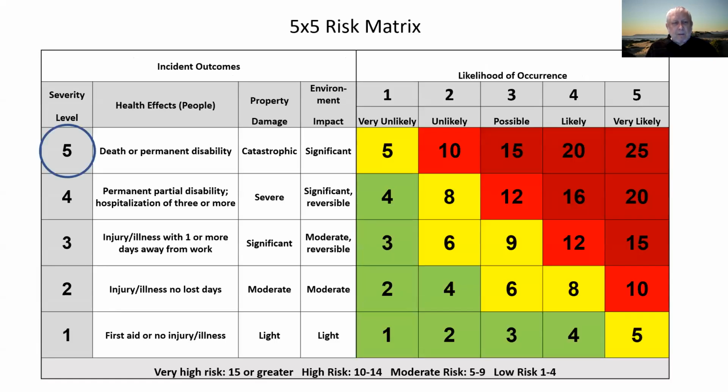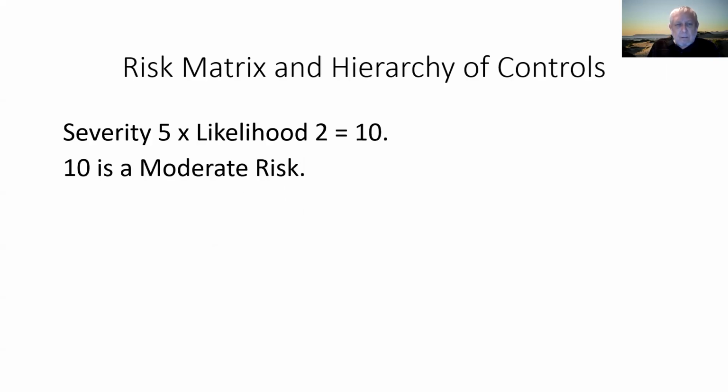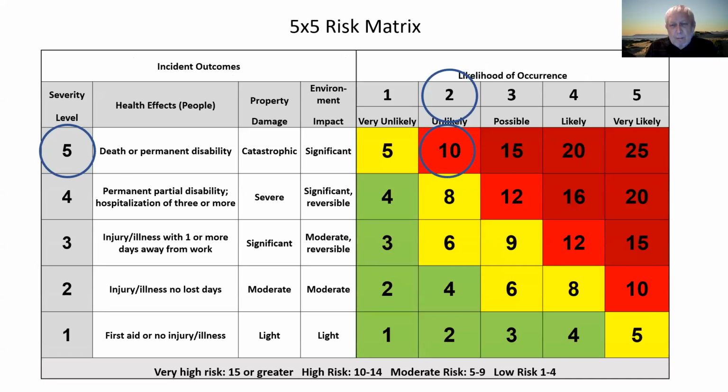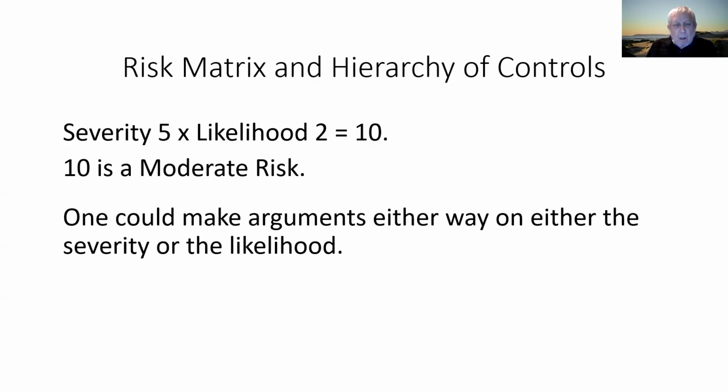So we have a severity level that's very high and a likelihood that's unlikely. So 5 times 2 is 10. 10 is a moderate risk. One could make an argument either way on either the severity or the likelihood, because it's not cut and dried with the scenario I laid out for you.